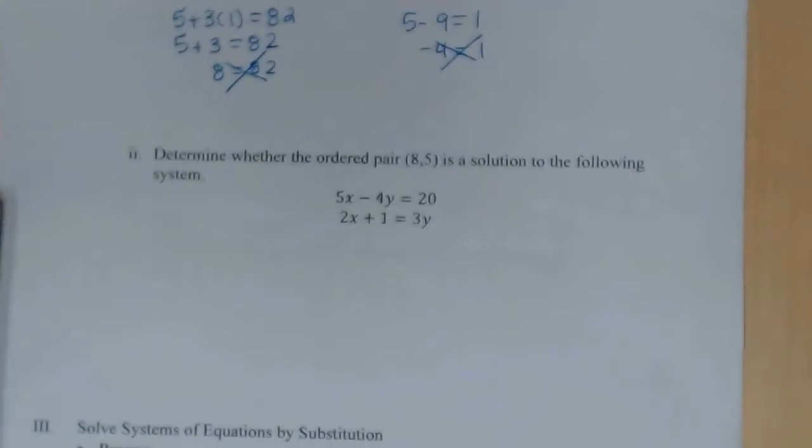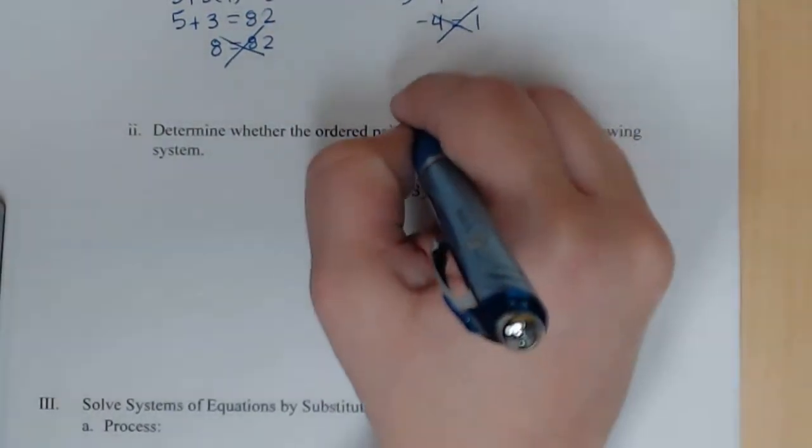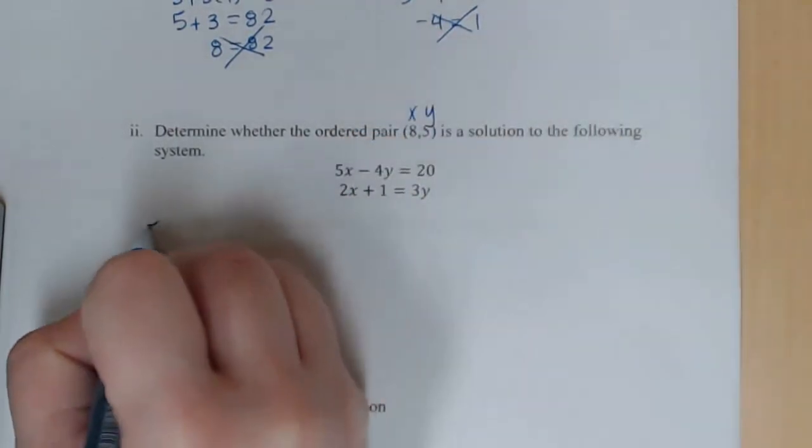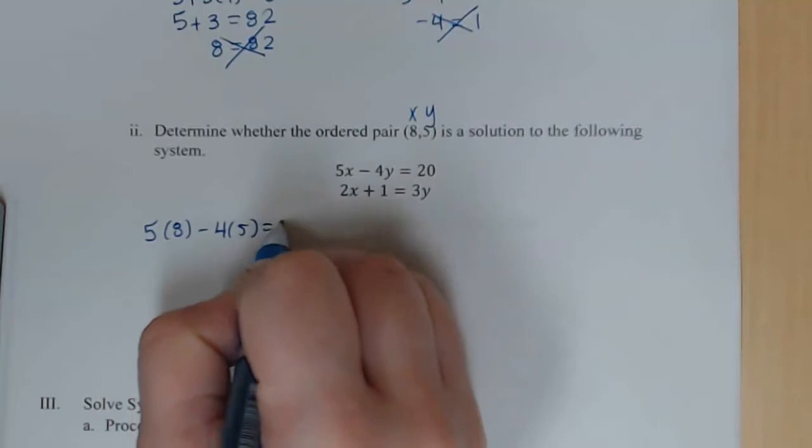Looking at the next one, it says determine whether the ordered pair is a solution to the following system. So again, this is my x and this is my y. I'm going to plug it in accordingly. 5 times 8 minus 4 times 5 equal to 20.